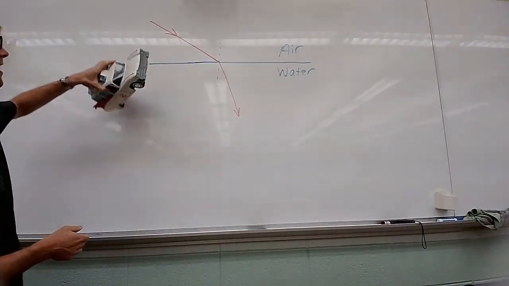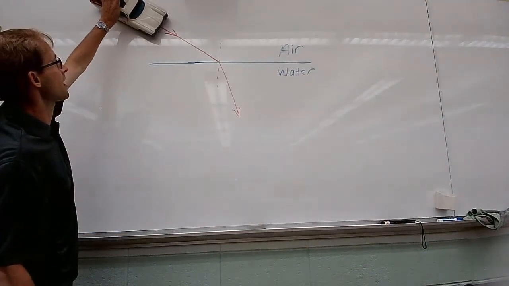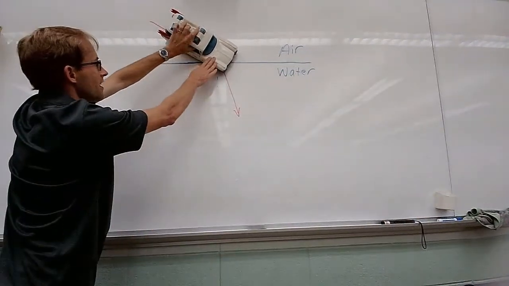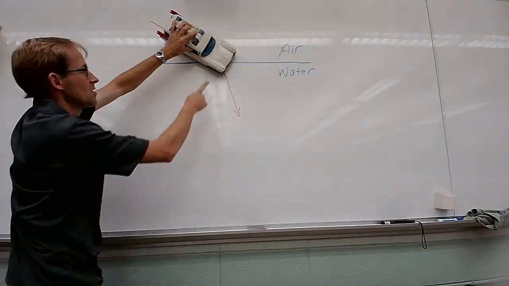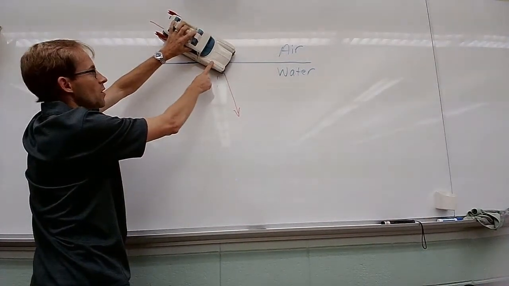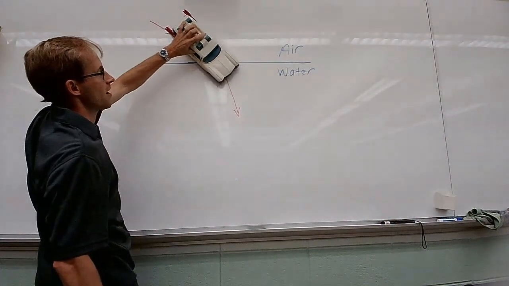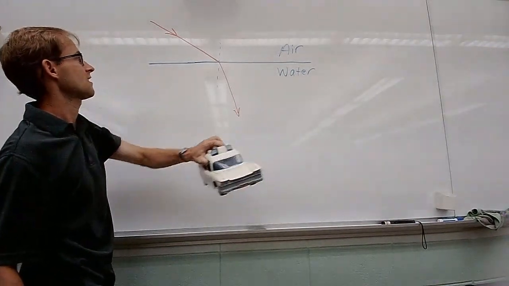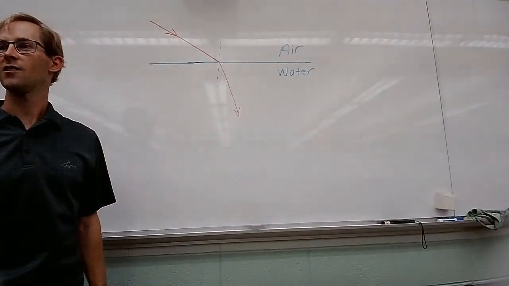So think of it like a car. It's moving nice and fast right now in the air. Then all of a sudden, the front right tire is now in the slower substance. So this tire is moving slower. This one is moving faster. That's going to cause the car to turn down. Light rays behave exactly like the Ecto-1 or any other car.